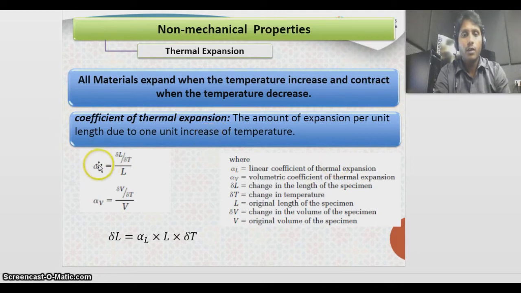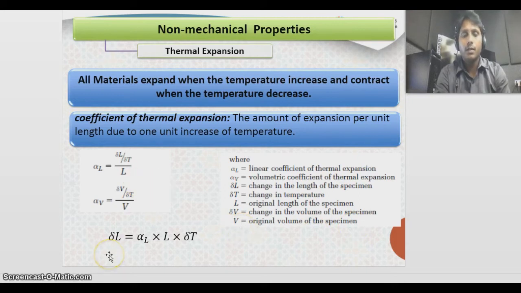See here the formula: alpha L means the linear coefficient of thermal expansion. It is given as delta L over delta T, whole over L, where L is the original length of the specimen. Similarly, alpha V is equal to delta V over delta T, all over V, where V is the original volume of the specimen.